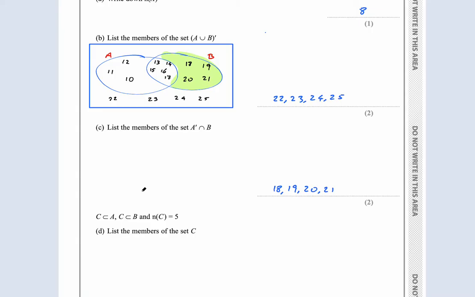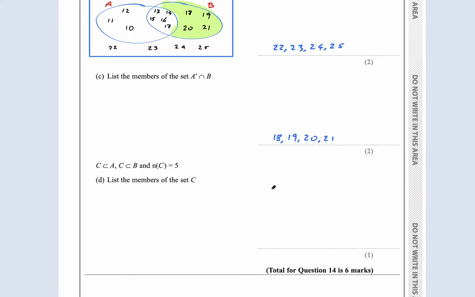So C is a subset of A, which means it's a number of these, but it's also a subset of B. So that means it has to be some of these numbers. And it says the number of elements in C is 5. So it actually is all these numbers. It's 13, 14, 15, 16, 17, because there's only 5 numbers there. So it's going to be 13, 14, 15, 16, 17.